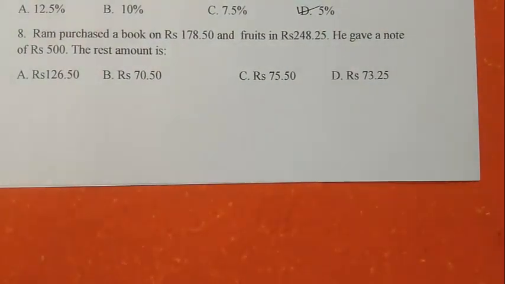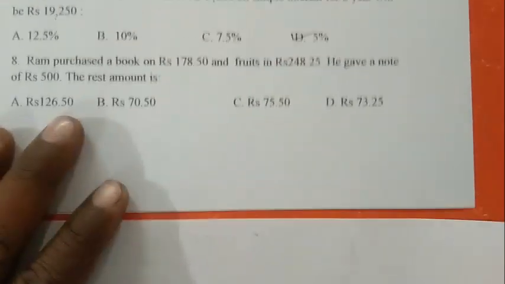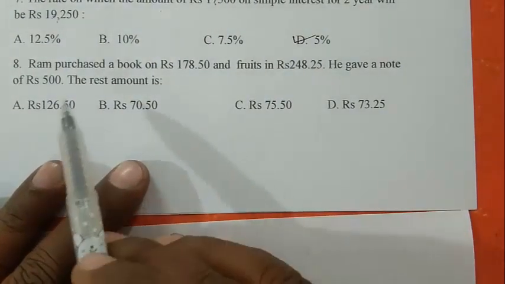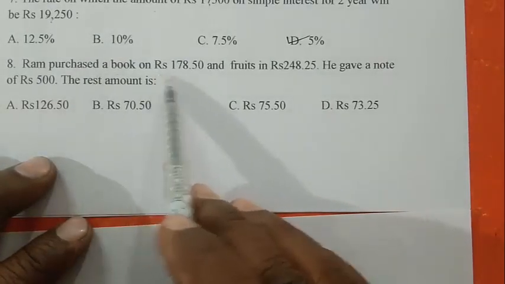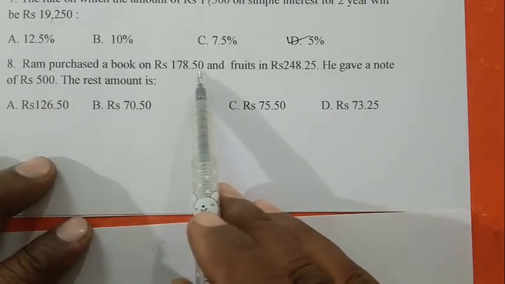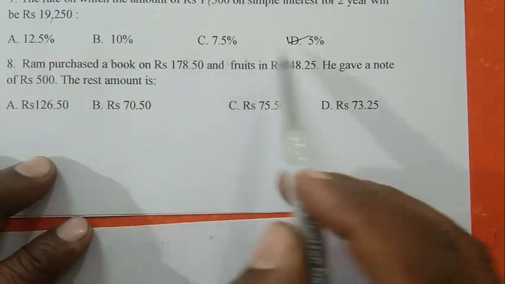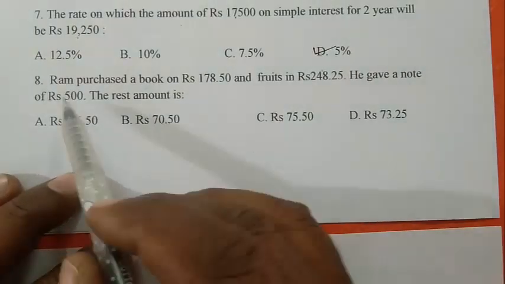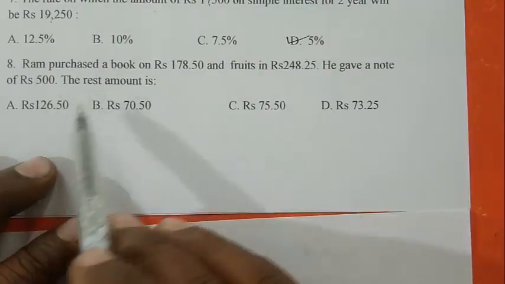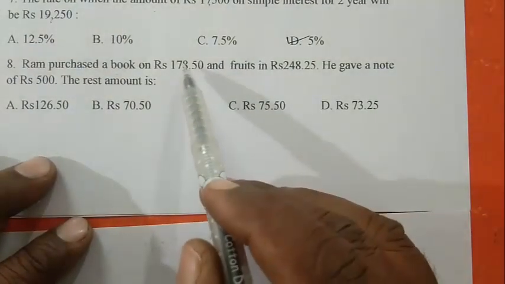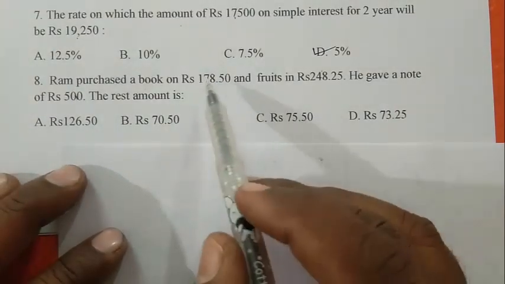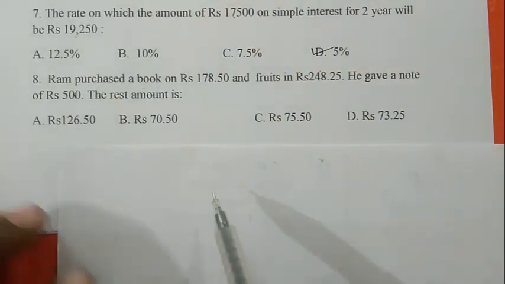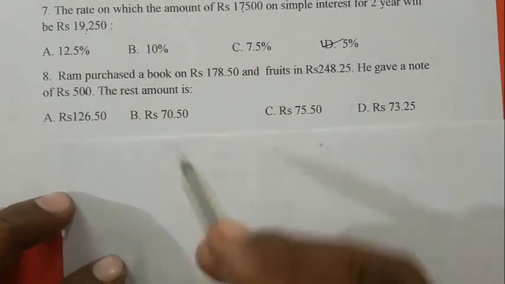Coming to the next question, 8. Question number 8. Ram purchased a book for rupees 178.50 and fruit for rupees 248.25. He gave a note of rupees 500. The rest amount is? First we calculate the sum of these two numbers. After that we subtract the result from 500.